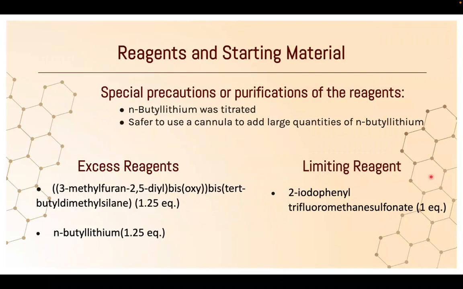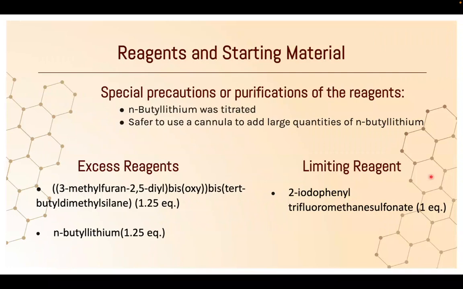Reagents and starting material. There are special precautions that are taken when handling n-butyllithium. Prior to the addition of the n-butyllithium, it's titrated using 98% diphenylacetic acid, which was recrystallized from anhydrous toluene prior to its use. And a cannula is used when adding large quantities of n-butyllithium in the experiment because this is generally viewed as a safer alternative compared to other addition methods.